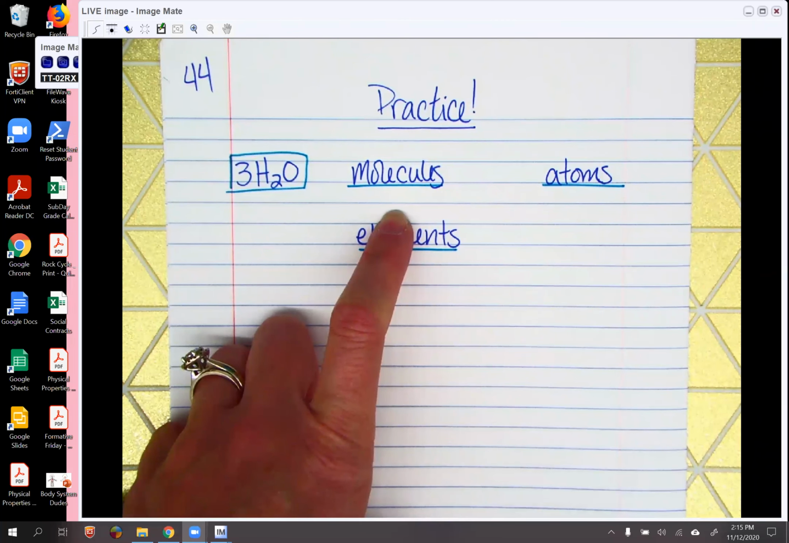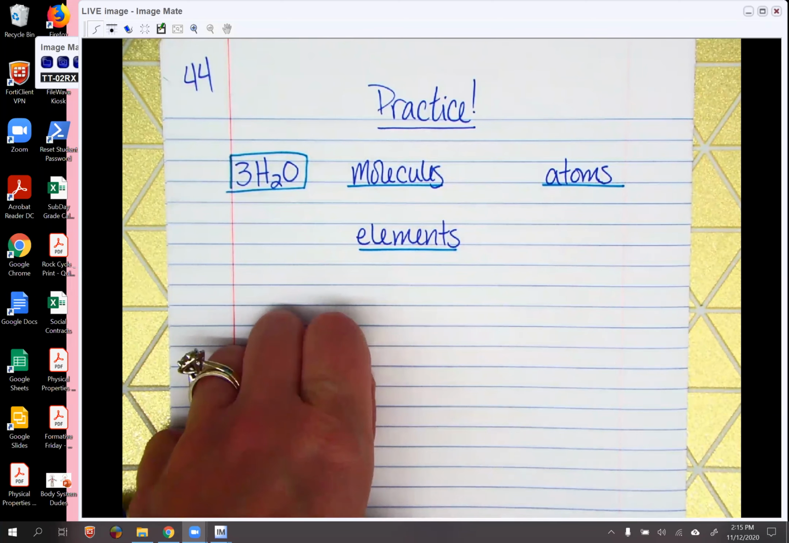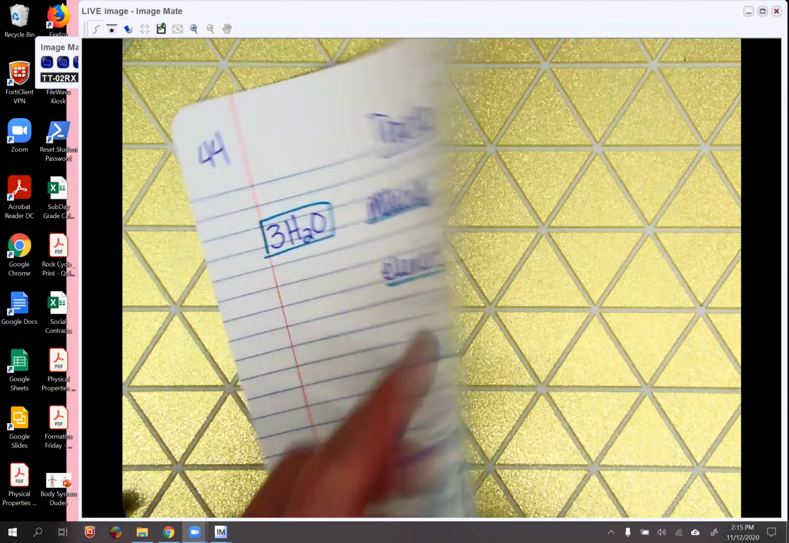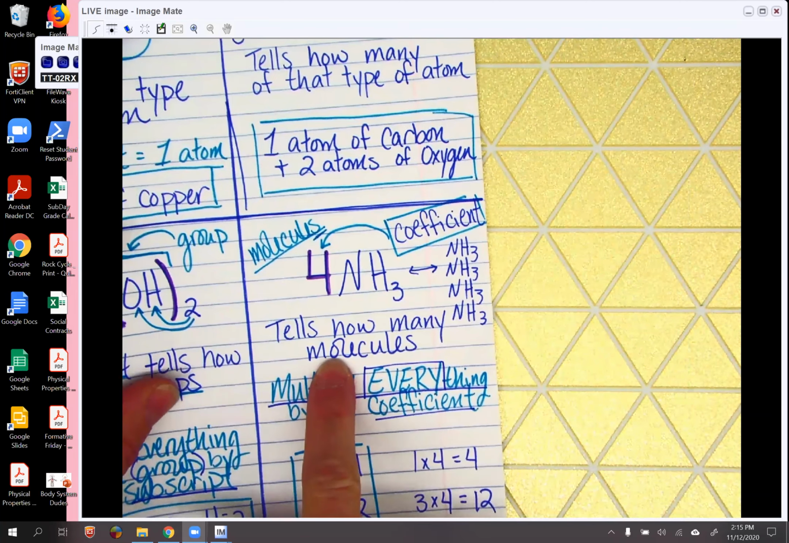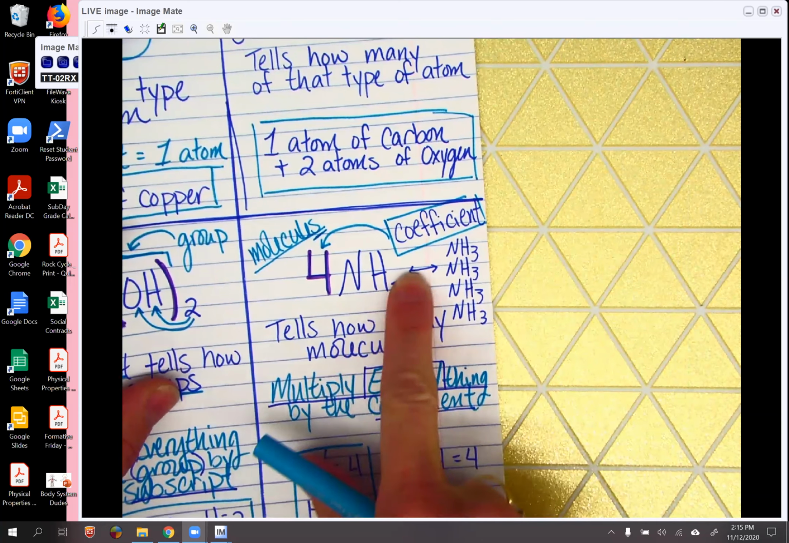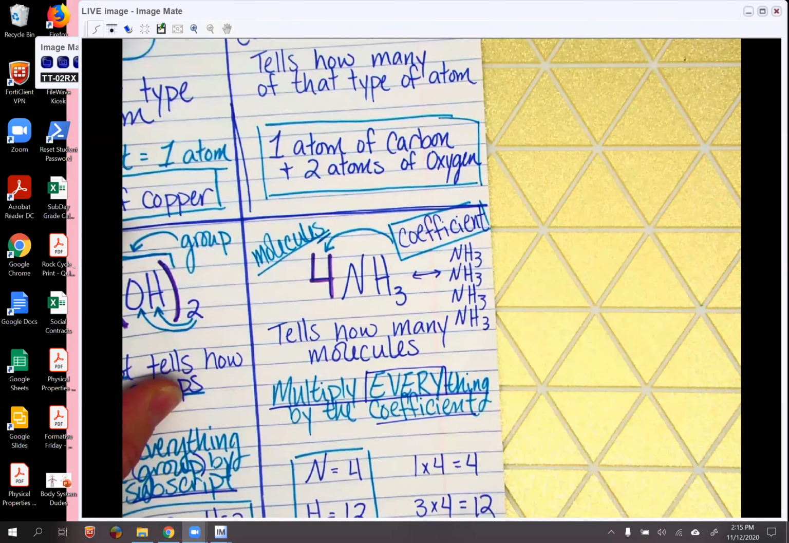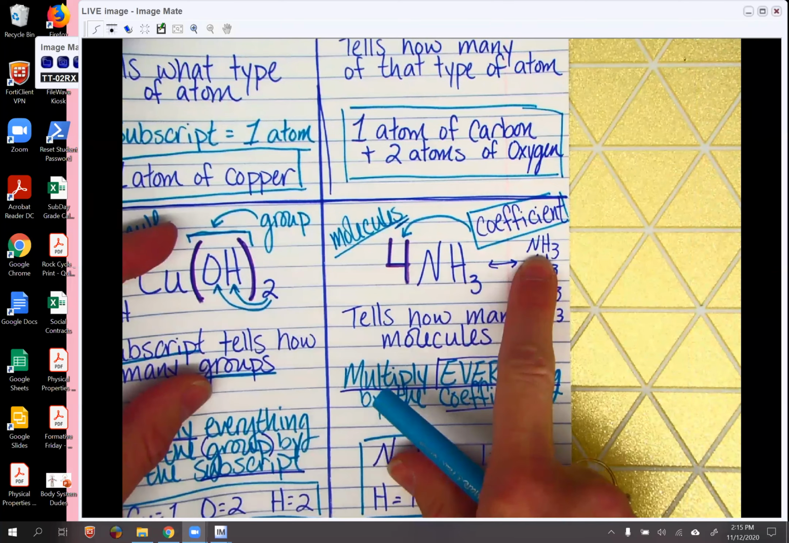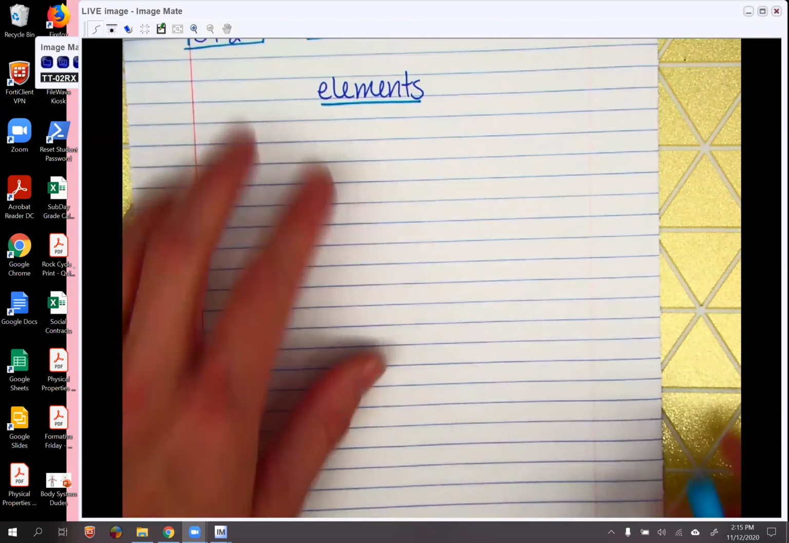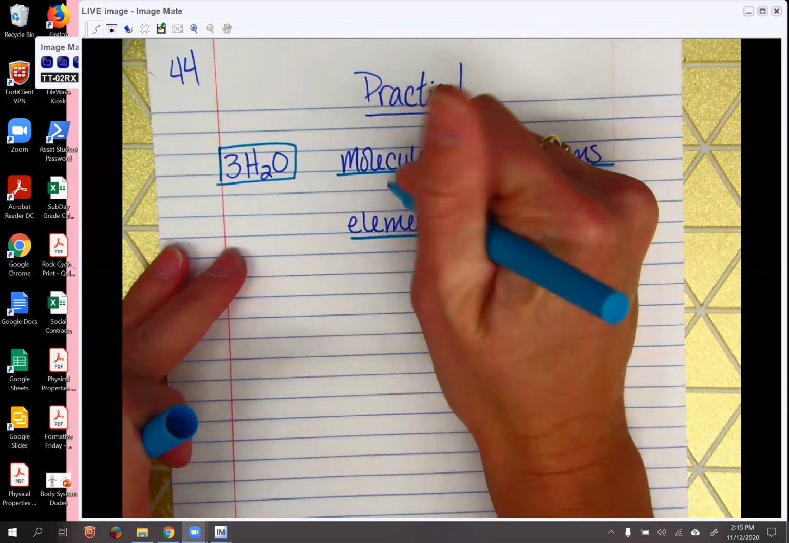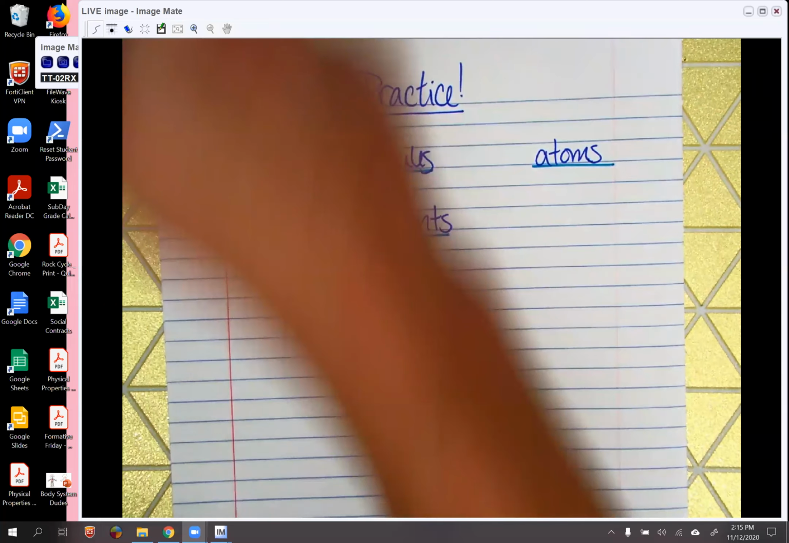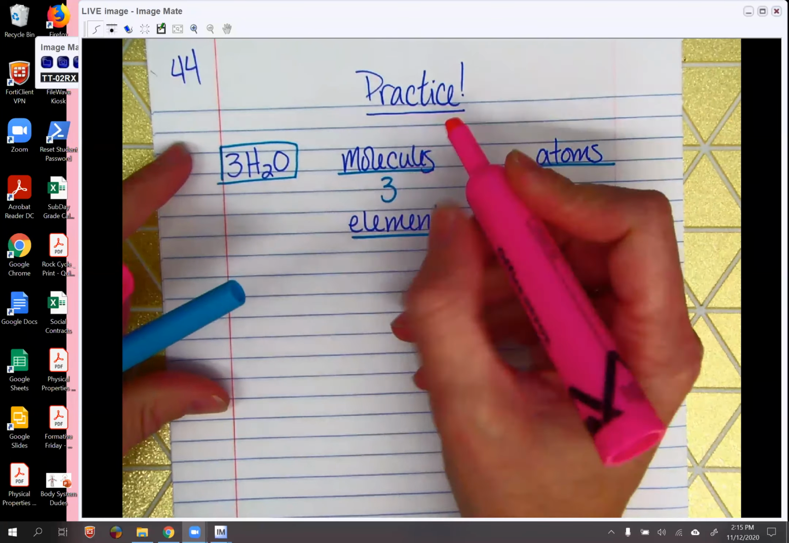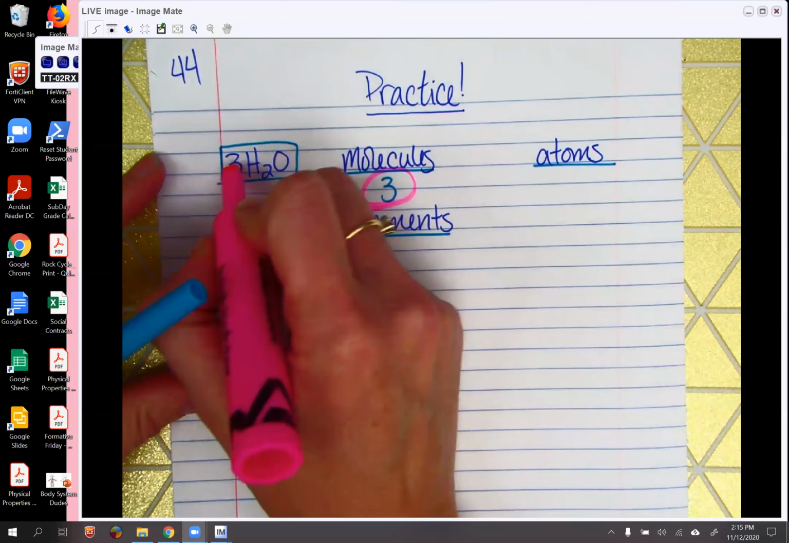Based on our notes, what tells you the number of molecules? What tells the number of molecules? Not the subscript. That tells you the number of that type of atom. The coefficient. Yes. So our coefficient is 3. So we have 3 molecules. When I ask you for the number of molecules, it will always be this number.